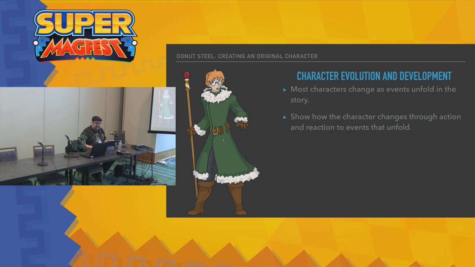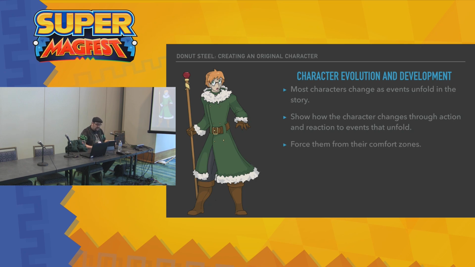Show how the character changes through action and reaction to events that unfold. Bad things are going to happen in your story. Maybe small, maybe big. But how those characters react and what that affects in them is important to show. You can tell somebody something about a character, but showing them is just so much more potent, resonates much more with your readers or those of you at the table, and kind of pushes the characters along and kind of forces them to evolve.